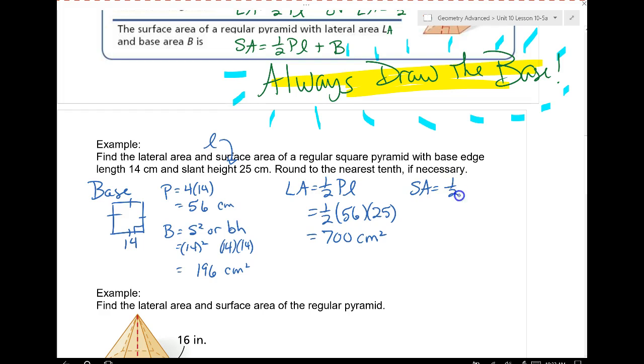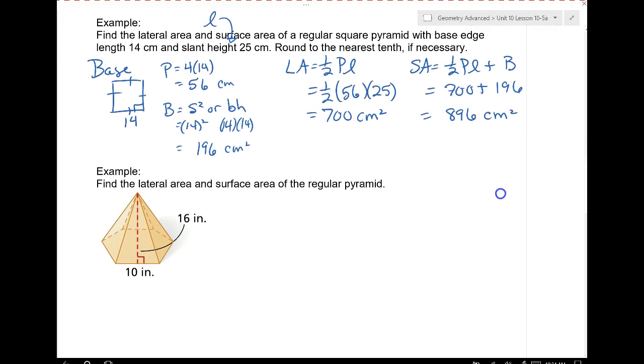Surface area is just our lateral area plus the area of the base. So 700 plus 196. Shouldn't that be 896 square centimeters? Isn't it very similar to what we did yesterday? It really is, because I'm just doing the basic setup the same. I have my formulas for perimeter and area of the base, and then I would just plug and chug into my formula. That stuff won't change.